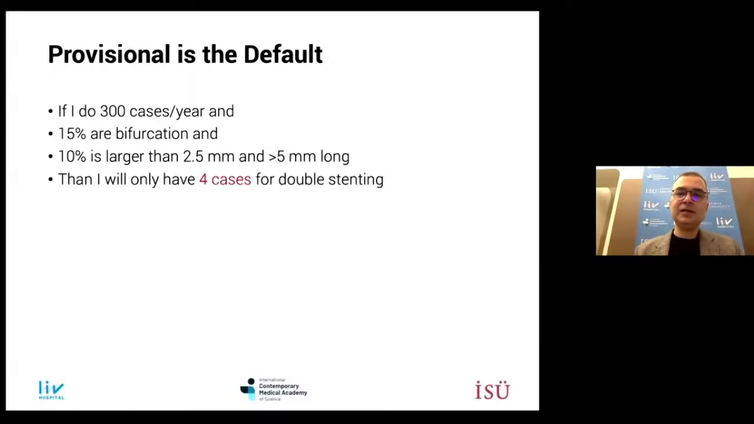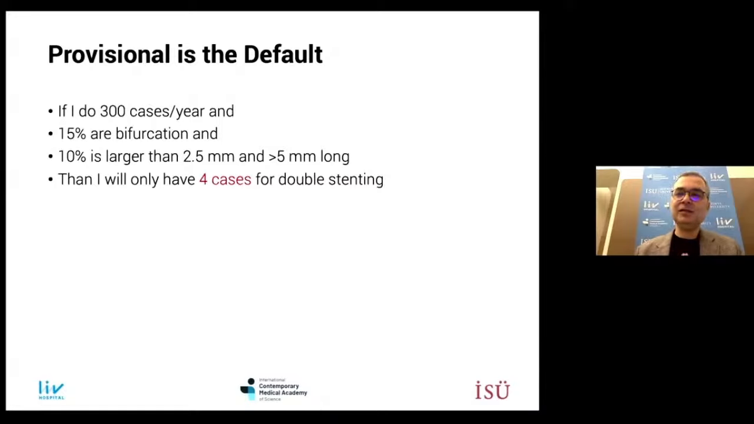And in this slide, I have summarized my 1 year experience. And as you see, if you have 300 PCI cases a year, approximately 15% of your cases will be bifurcations. And of these 15% of bifurcations, only 10% will have an important side branch, which is more than 2.5 millimeters of diameter and longer than 5 millimeters. So that represents approximately 4 cases a year that you should do with two stent strategies. So most of your cases, I mean the 295 cases, will be done with a single stent, but only 4 cases will be done with two stents.